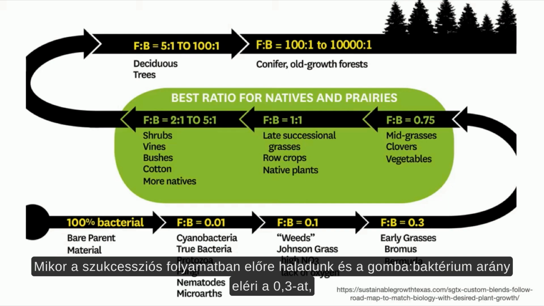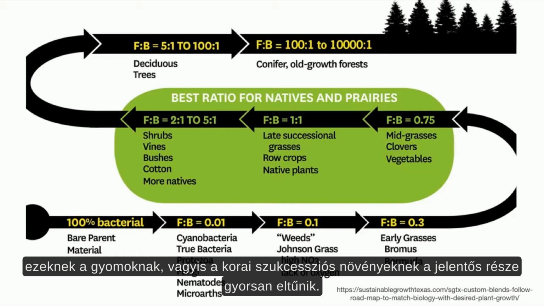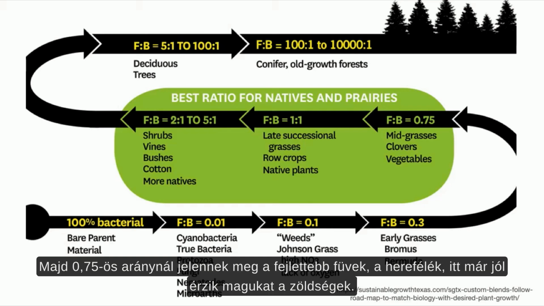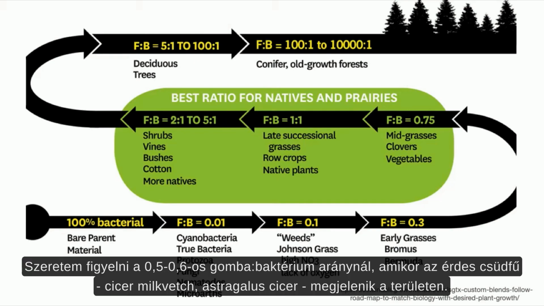Because once we start getting more fungi in our soils and we get to that 0.3 fungal to bacterial ratio, a lot of those weeds, those early successional plants, start to disappear fairly quickly. So then we see our bromes, our grasses, Bermuda grass. When we get to 0.75, we'll see the mid grasses, clovers, vegetables. I like doing an estimate of about 0.5 to 0.6 fungal to bacteria ratio of when sainfoin or milk vetch starts kicking in, if anybody has ever tried growing milk vetch.